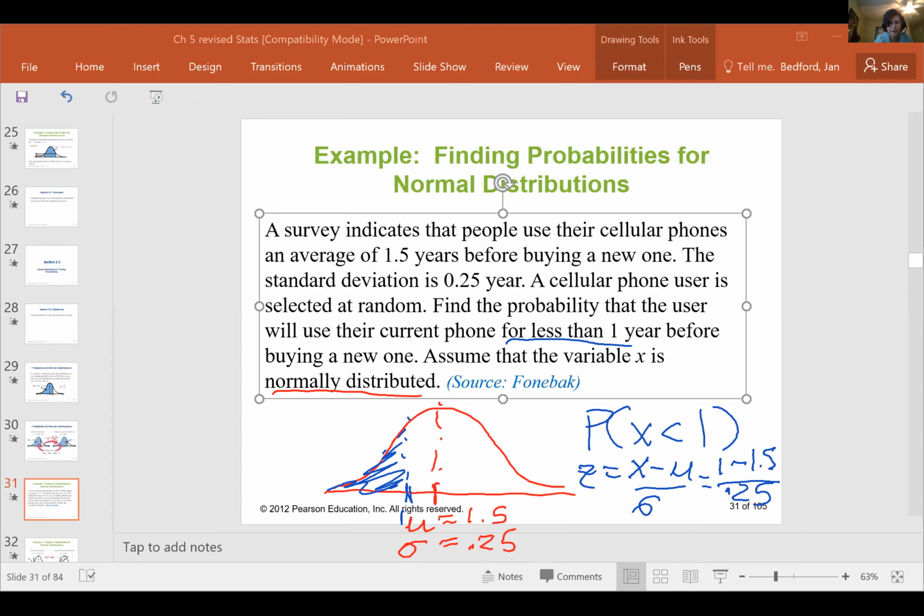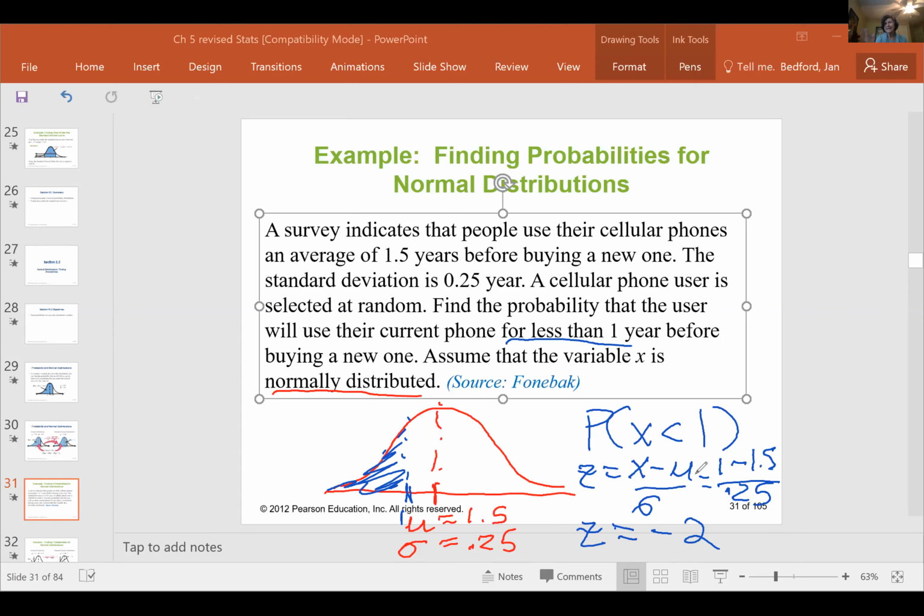I'm just going to take this calculator because this is just crunching numbers. So 1 minus 1.5, and I'm going to divide that by 0.25. Hopefully you guys are doing that as well. What did you come up with for a Z-score? I got -2. Anybody else get that? When I crunch those numbers, I get -2.